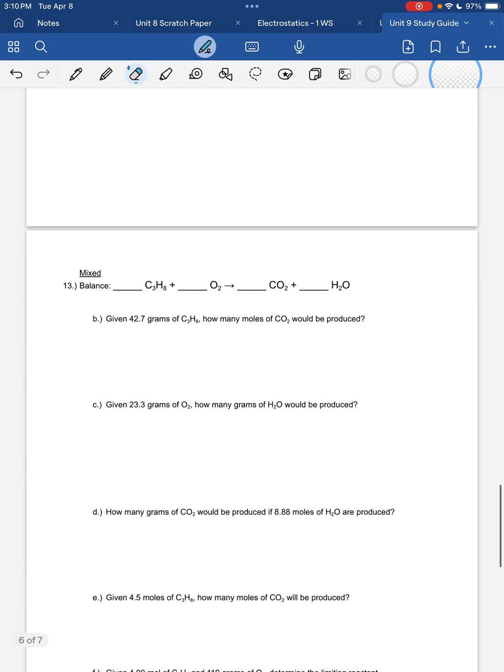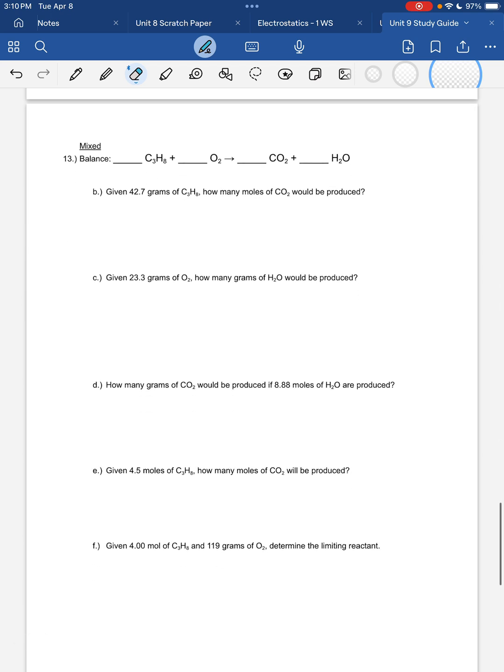The very last page is going to be mixed, so you really just have to pay attention to what you are given and what you're trying to find. You have to balance first, but then for letter B, it says you're given grams and you're trying to go into moles, so that would be a mass to mole type problem. Letter C, you have grams and you're trying to find grams, so mass to mass. Letter D, you have moles, you're trying to get to grams, so moles to mass. Letter E, mole to mole.